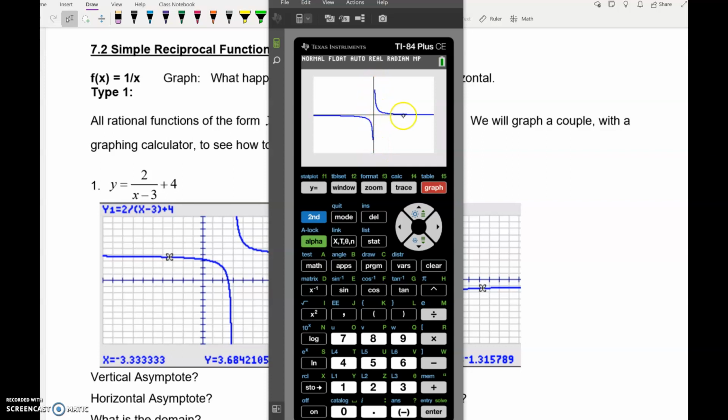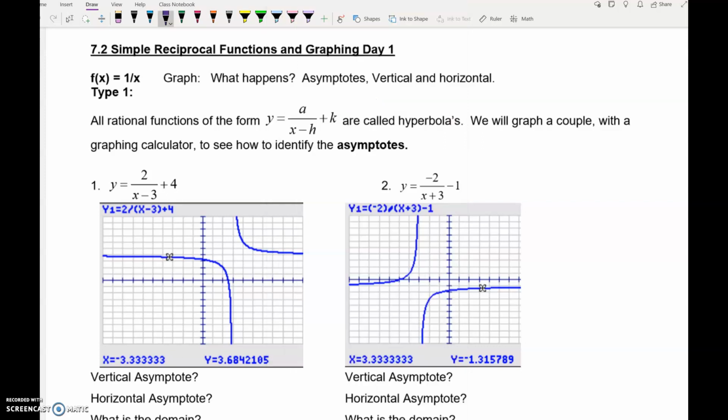The left side of this kind of looks like a log graph. There's a vertical asymptote down the middle. There's also a horizontal asymptote horizontally through the middle. So this creates two separate asymptotes, both a vertical and a horizontal asymptote. All rational functions of this form, y equals a divided by x minus h plus k, are called hyperbolas. They create this double C-shaped graph with two asymptotes.